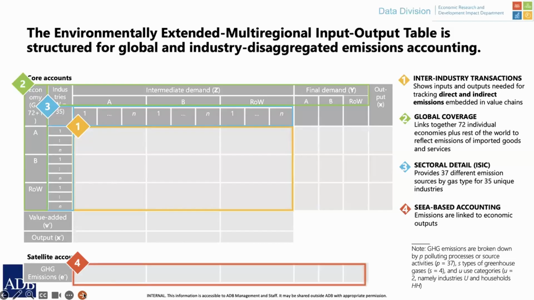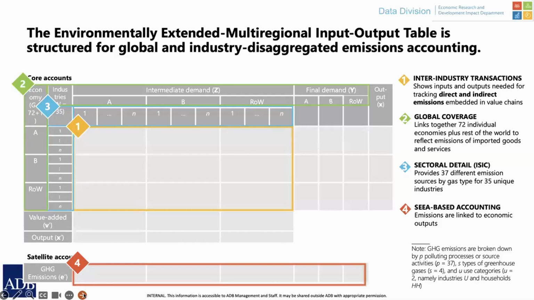We are now expanding this with satellite accounts, which add environmental data such as greenhouse gas emissions, which enhances the table's analytical value. This allows for deeper insights into the environmental impact of trade and supply chains and caters to users concerned with sustainability. With this addition, the inter-industry transactions now show how input and output track direct and indirect emissions, which are embedded within the value chains.